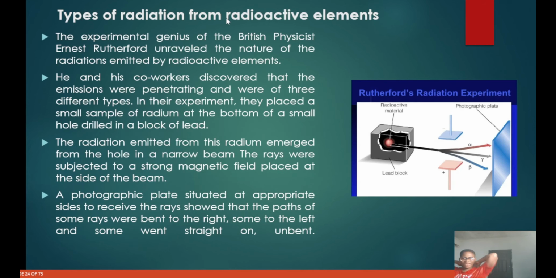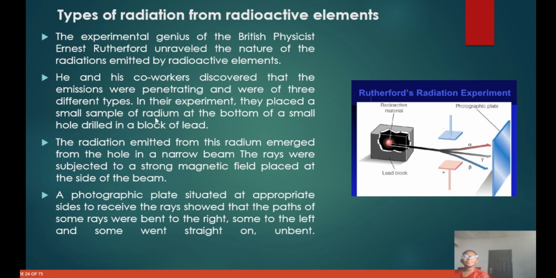Types of radiation from radioactive elements. The experimental genius of the British physicist Ernest Rutherford unraveled the nature of the radiations emitted by radioactive elements. He and his co-workers discovered that the emissions were penetrating and were of 3 different types. In their experiments, they placed a small sample of radium at the bottom of a small hole drilled in a block of lead. You can see it now. This is the radioactive material. This is the lead block, a radioactive plate, and you see that this one emitted what? Alpha, it emitted beta here, and it emitted what? Gamma ray.